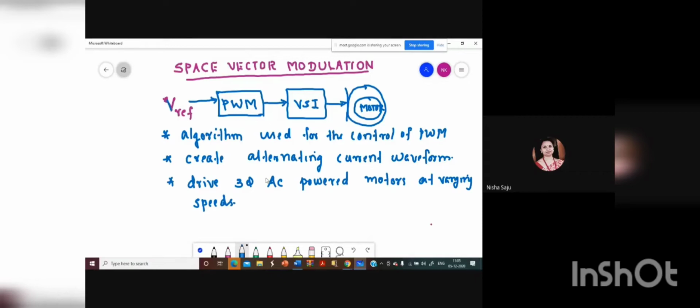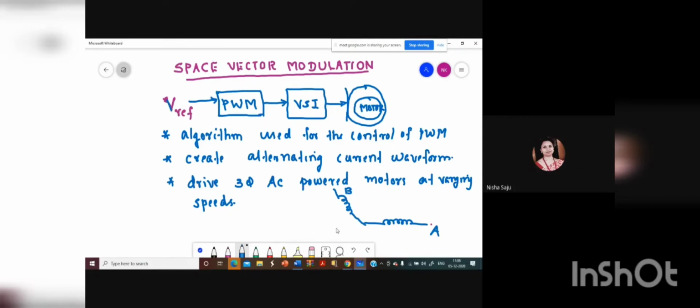Suppose you are providing a three-phase balanced voltage to a three-phase induction motor. Since it is a three-phase system, they will be sinusoidally varying functions displaced at an angle of 120 degrees. In a three-phase system, you will have an A phase, then a B phase, then a C phase.